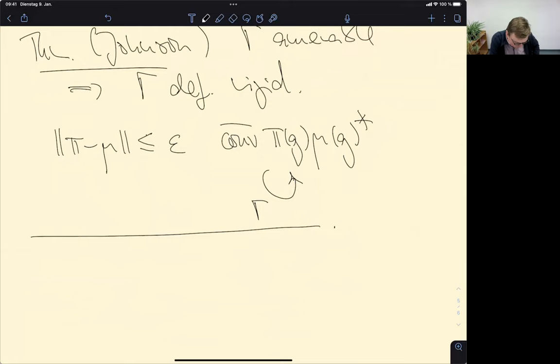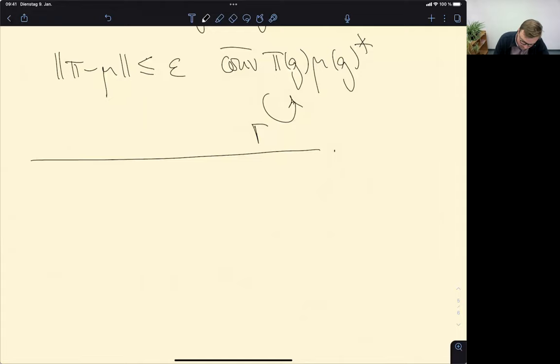So I see that I have 15 more minutes, and I want to give you at least the indication of how to prove this main result about SL3 or SLN, SLNZ. So let me now come to this point and let's see how far we get.